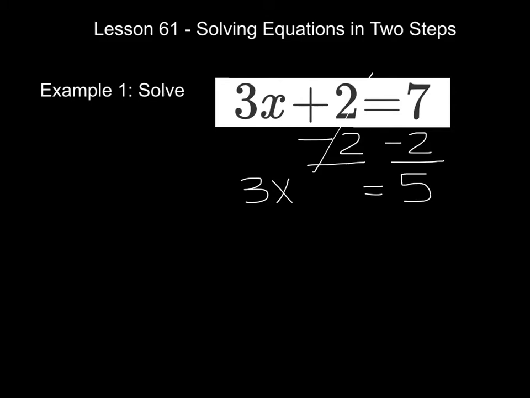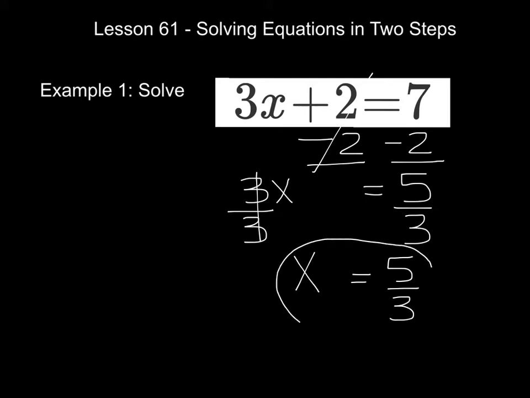The second step is to eliminate the 3. So we ask ourselves, what is happening between the 3 and the x? They're being multiplied. The opposite operation would be to divide. So I will divide both sides of my equation by 3. When I do that, 3 divided by 3 becomes 1, and I don't have to write the 1. I can just put down the x. I'm left with 5/3. You can leave this improper unless they've told you to turn it into a mixed number.